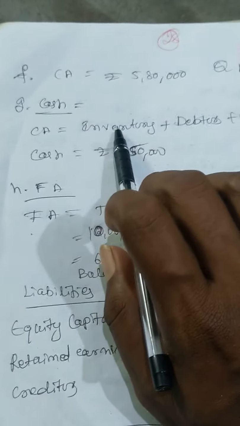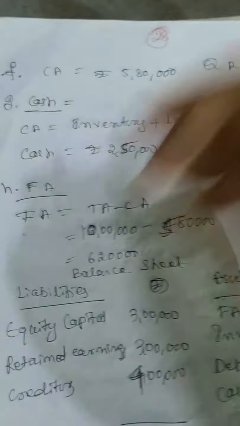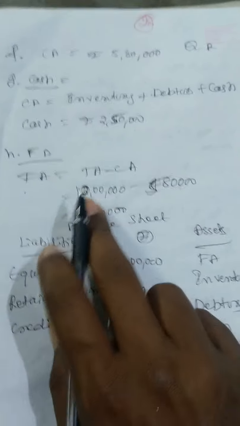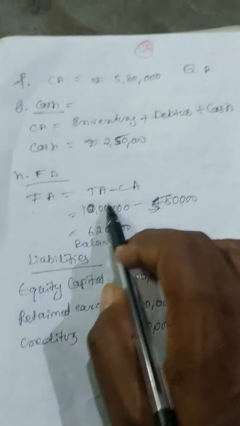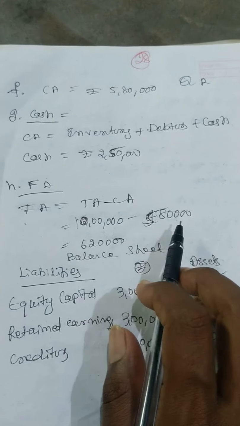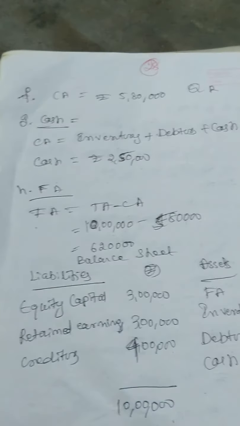Next, cash. So how to find out cash? You know total assets. If you do total assets minus other assets, you will get cash. Next, fixed assets. Fixed assets equals total assets minus current assets. So total assets is 10 lakh minus current assets 5 lakh 80, you will get 4 lakh 20. Next, balance sheet. So you can solve.